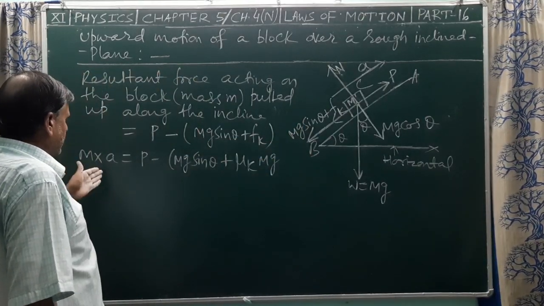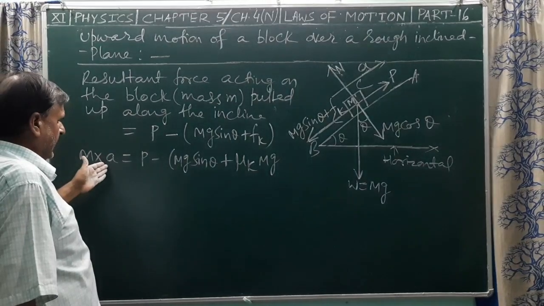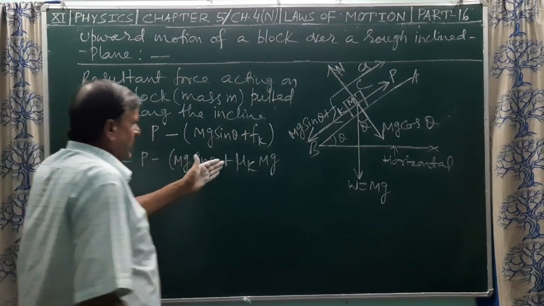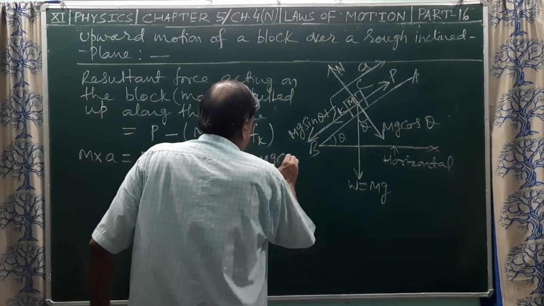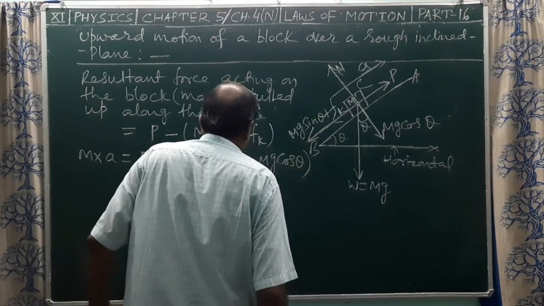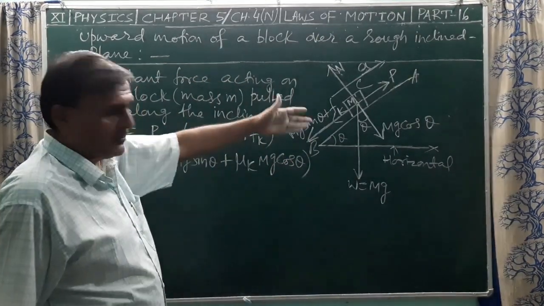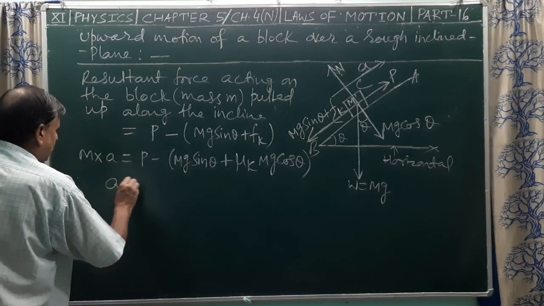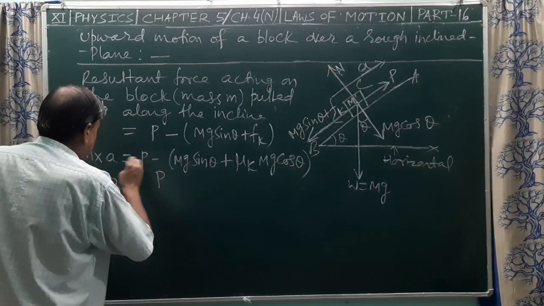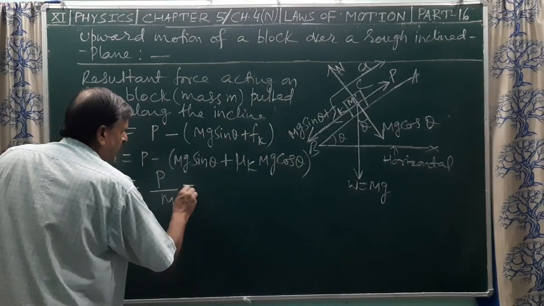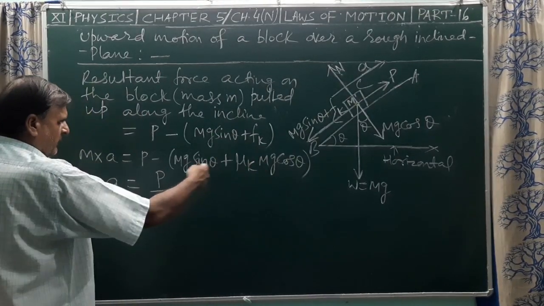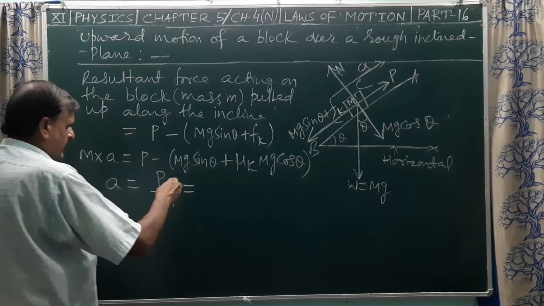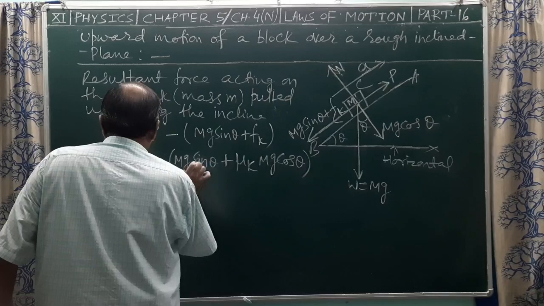So m into a, the resultant force from Newton's second law of motion, is m into a on the LHS, equal to P minus, under bracket, mg sin theta plus mu k into N, where N is mg cos theta. So mu k into N, and N is equal to mg cos theta. Now, the downward acceleration a: dividing both sides by m, the mass of the block, m cancels out, and we obtain a equal to P by m minus g, which is common, times sin theta plus mu k cos theta.